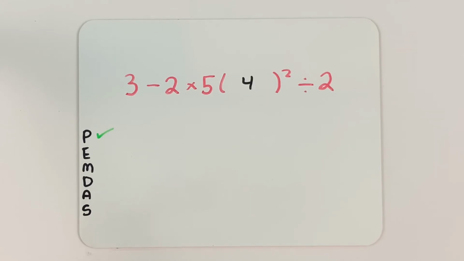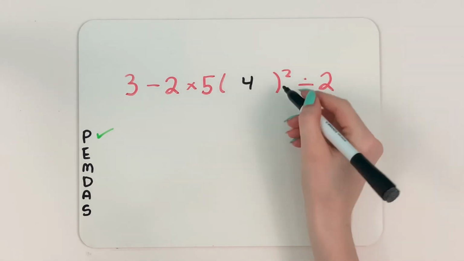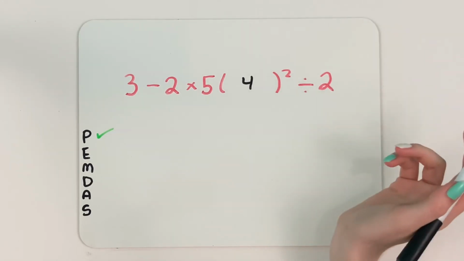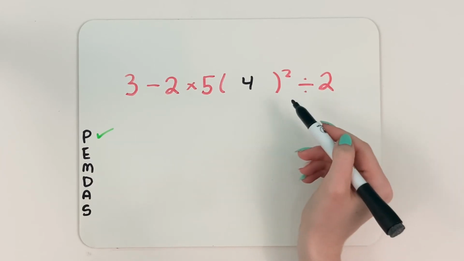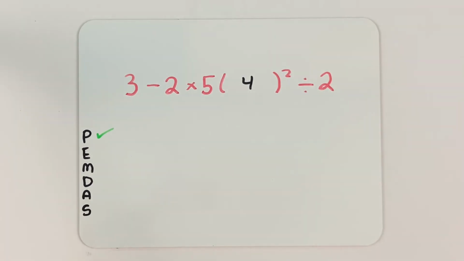Now let's move on to exponents. This exponent up here tells us that we need to square everything inside of the parentheses, which we've already established is 4. So 4 squared is 16. Great, now we're going to move on to multiplication or division. Remember, it doesn't matter which one we do first, as long as they get done at some point. I'm going to do multiplication first.